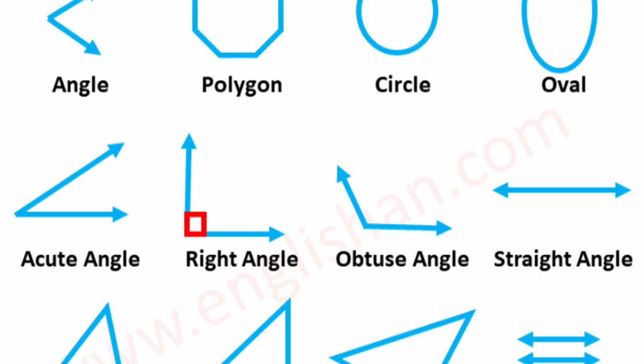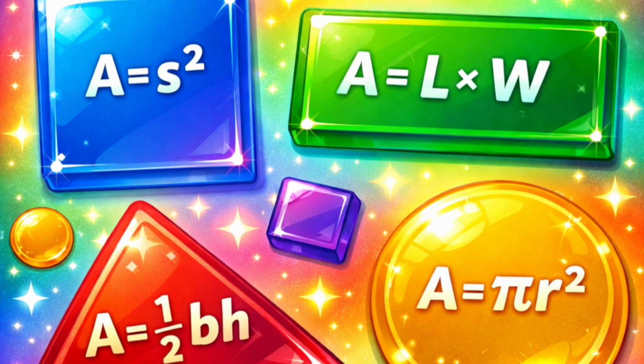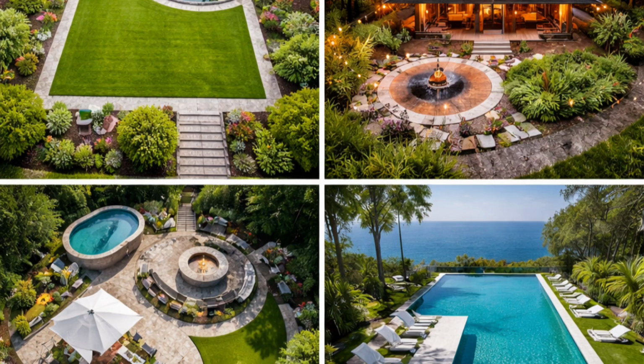First, let's understand what area really means. Area is the amount of space inside a two-dimensional shape. It's measured in square units, like square meters, square centimeters, or square inches. Think of it as how much paint you would need to completely cover the surface of the shape.